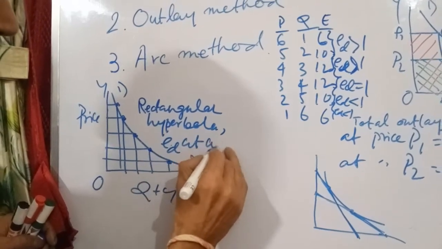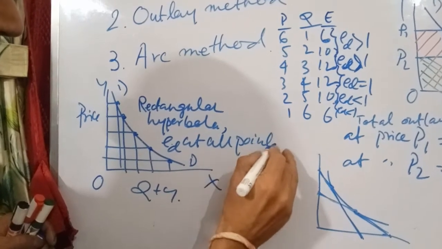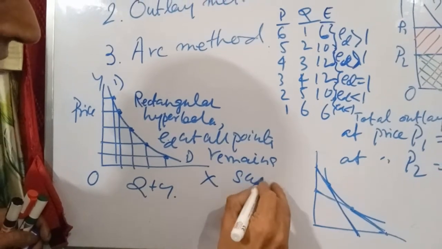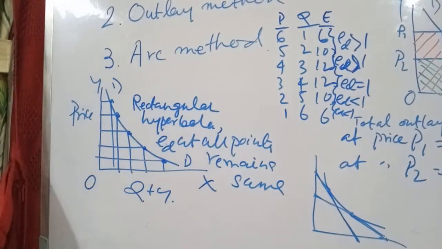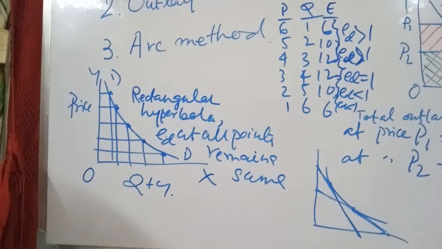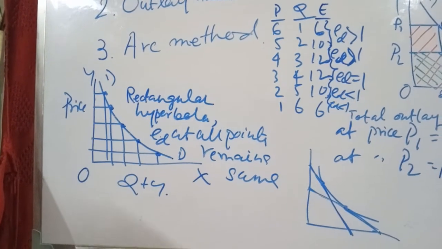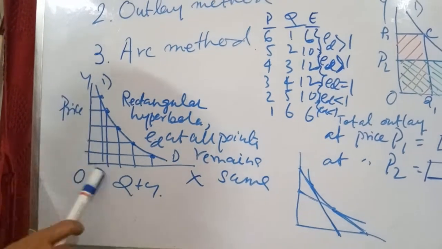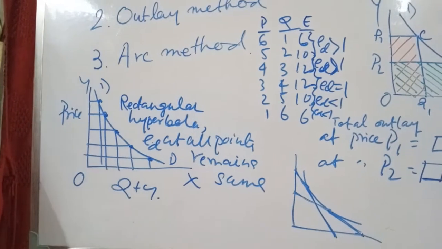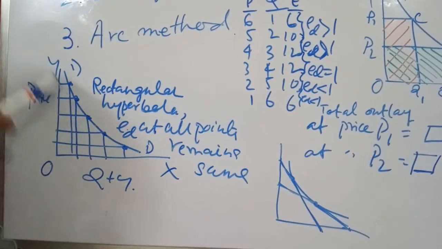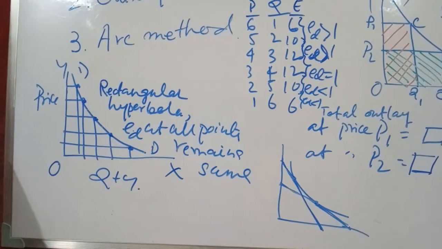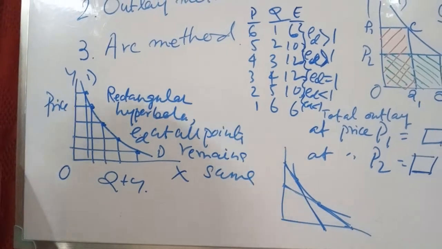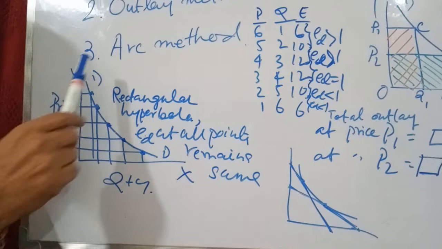ED at all points remains same, that is constant price elasticity in case of rectangular hyperbola. And what is the value of that? The value is 1, because areas of all the rectangles are same. So elasticity is 1 throughout the demand curve. Correct? So this is all about outlay method. Now we come to the third one, that is the arc method.